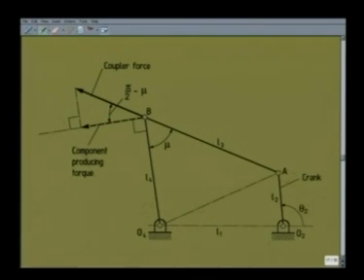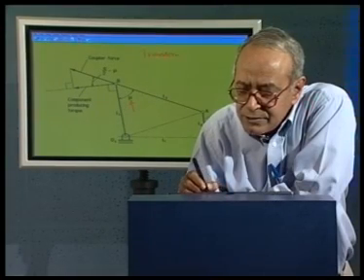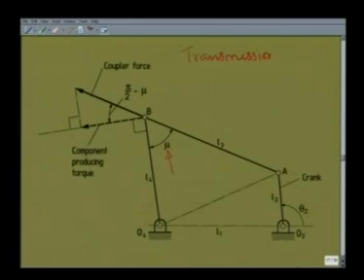However, for defining the transmission angle, it is defined as the acute angle between the coupler, that is AB, and the follower O4B. This is what is shown as the angle mu. So, we define the transmission angle is equal to mu, which is the acute angle between the coupler and the follower.